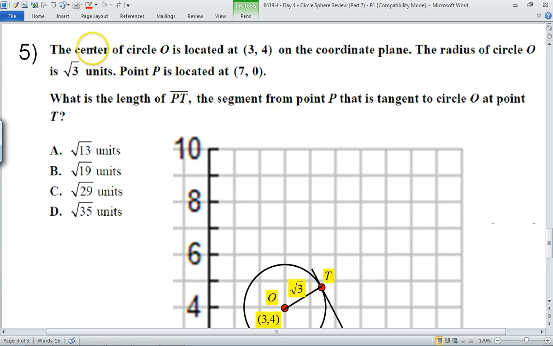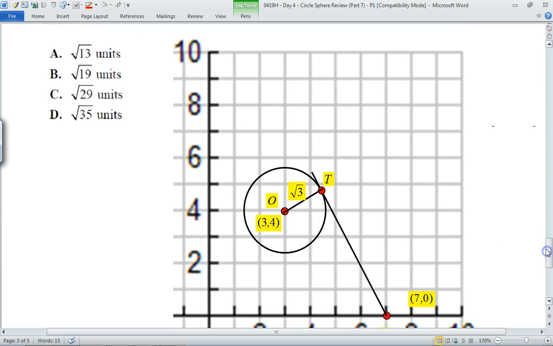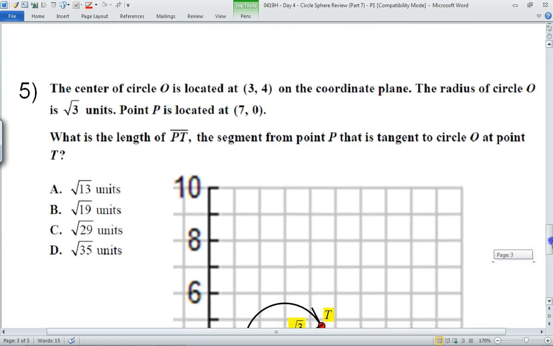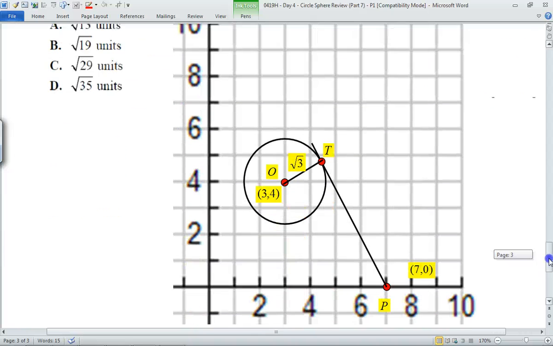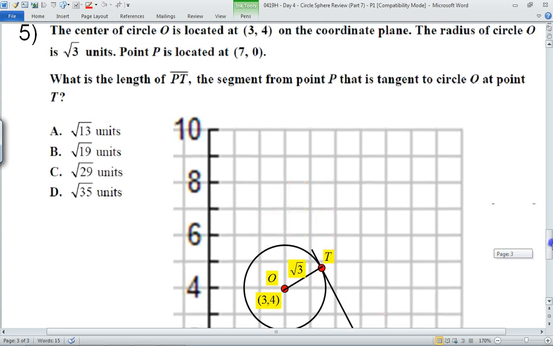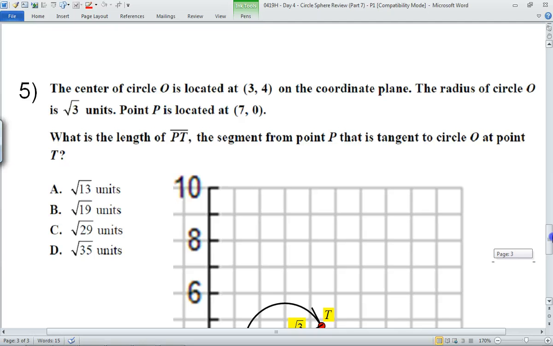So let's see. They say there's a circle with center at 3, 4. So you see I've drawn here a circle, and the center is at 3, 4. So far, so good. They say the radius of the circle is radical 3. So you see I've drawn a radius here, and it has the length of radical 3. Okay? Why did I put it exactly there? You'll see with the rest of it.